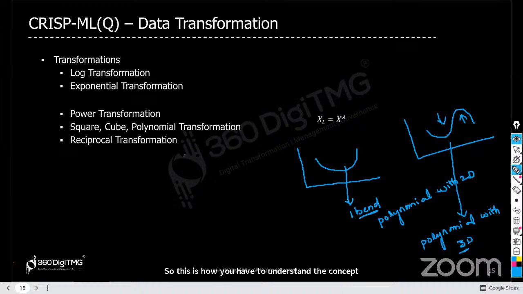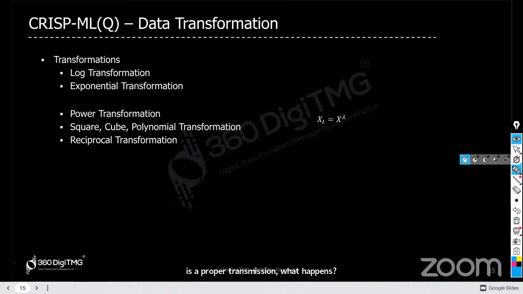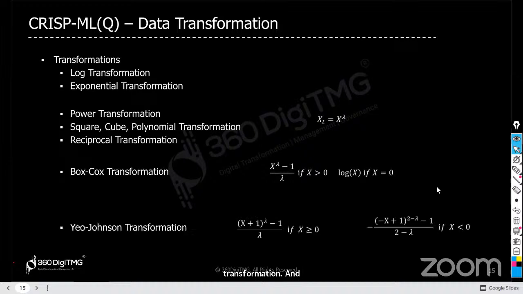That is polynomial transformation. Reciprocal is reverse. If we have an input variable x, in reciprocal transformation, it will become 1 by x. That is reciprocal transformation. And there are also two more important ones, that is Box-Cox and Yeo-Johnson. So what is Box-Cox and what is Yeo-Johnson? When do we prefer these?